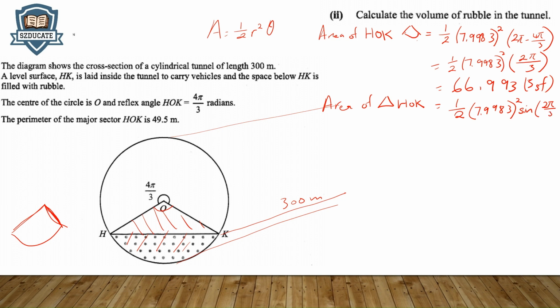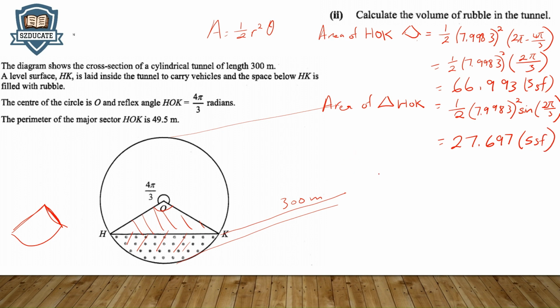Remember to change your calculator to radian mode if you are using trigo sine. Because you're not using degree here, this is radian. So please, if you do not change to radian mode, it's going to affect your answer. So just press this into the calculator, you're going to get 27.697. Again, this is 5SF.